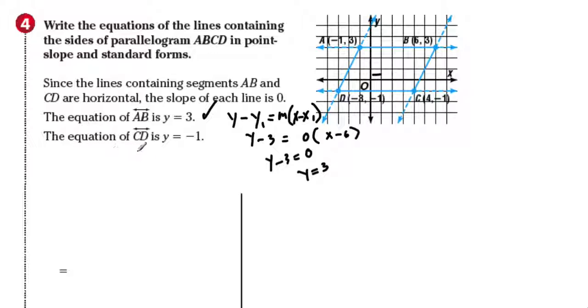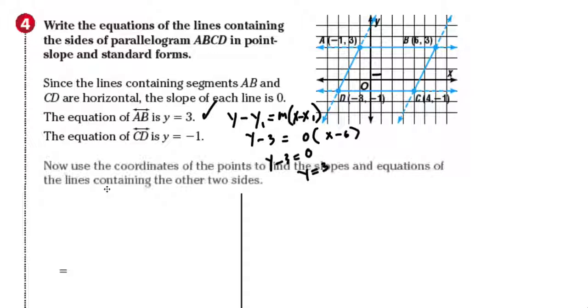And that's how we got that. You're going to be doing the same thing for line CD to find y equals negative 1. Now use the coordinates of the points to find the slopes and equations of the lines containing the other two sides. The other two sides are more challenging because they're not horizontal, and we need to find slopes for both of them. So use A equals negative 1, 3 and D equals negative 3, negative 1 to find the slope of side AD. AD is right there.